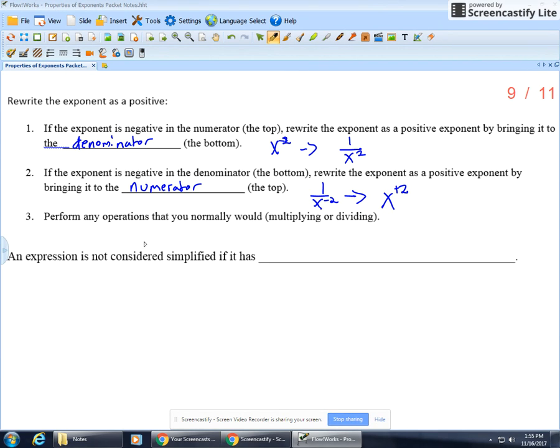Okay? So perform any operations you normally would. Multiplying would be add the exponents, dividing would be subtracting the exponents. Okay? It is not considered simplified if it has negative exponents. So you have to make sure you are moving things around to make every exponent positive. So remember, multiplying is adding exponents, dividing is subtracting exponents. Okay?